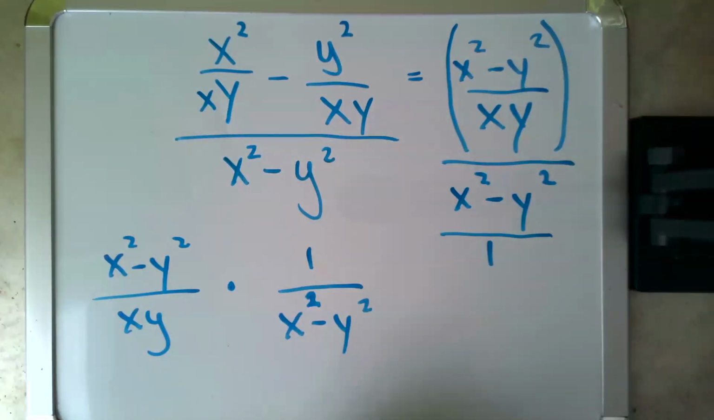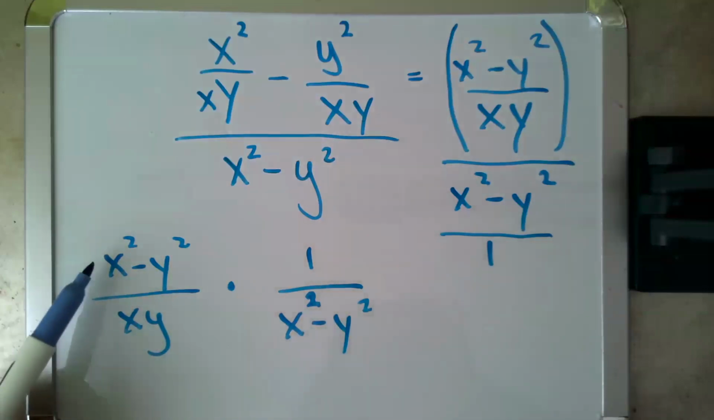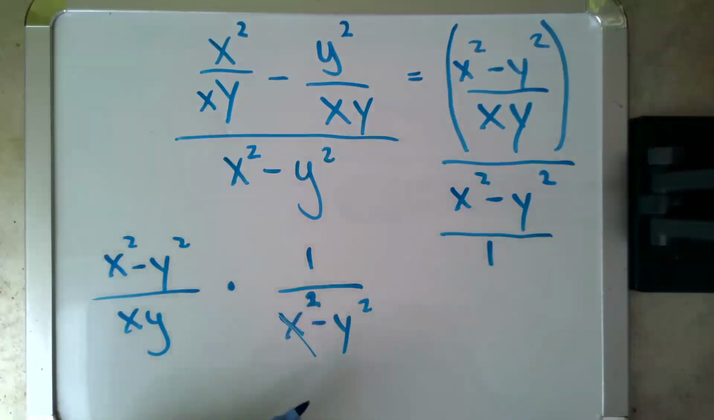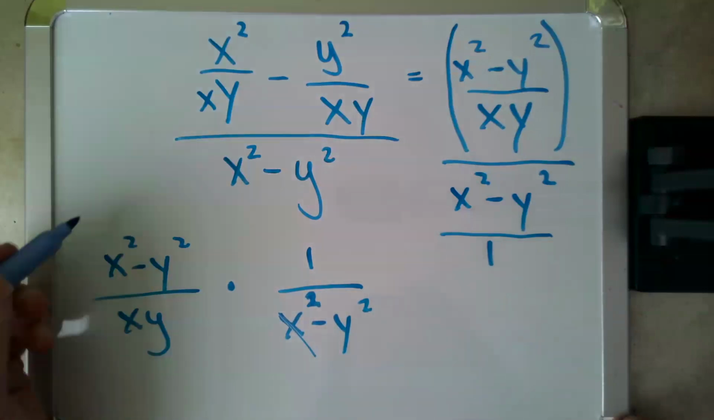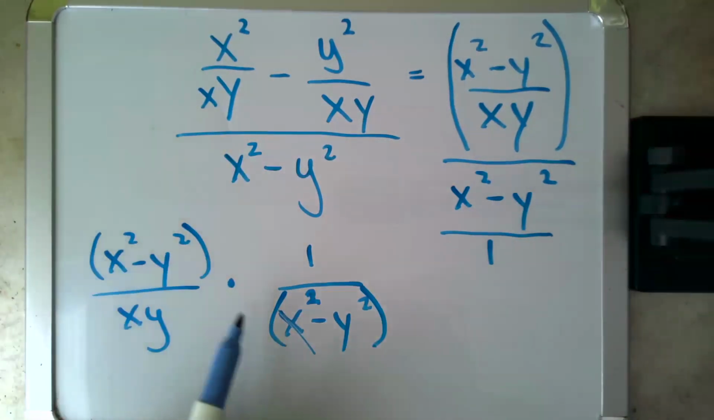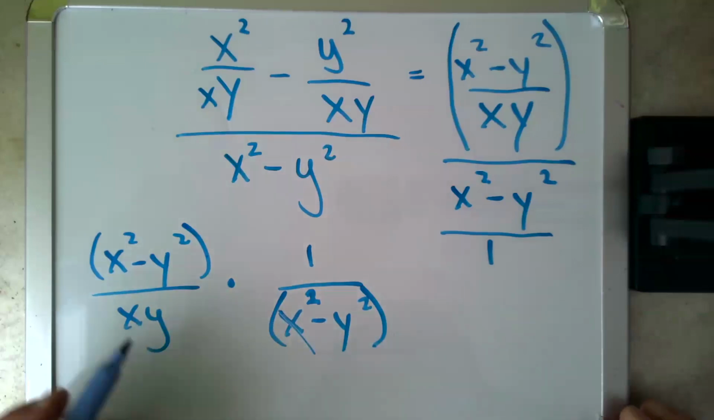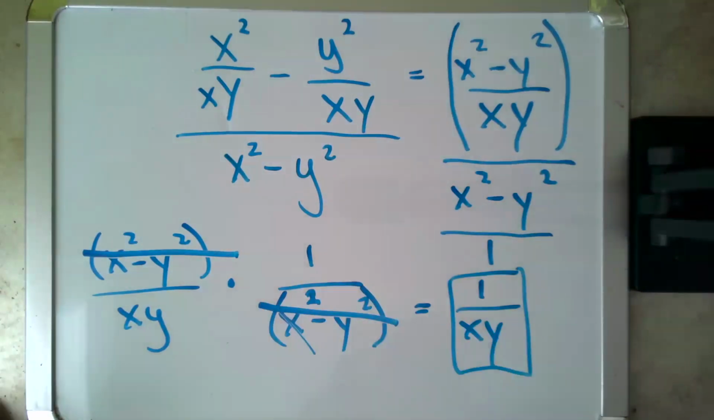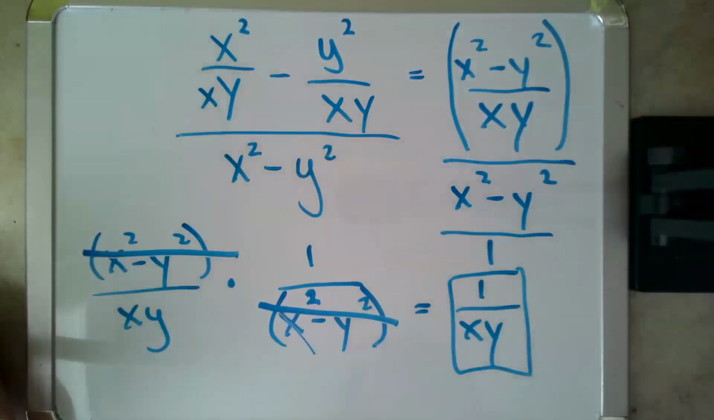Okay, so when I multiply, I can cross cancel. Now, take care. I am not canceling an x squared with an x squared. I can't do that because those are individual terms. But that is an entire term and that is an entire term. So I may cross cancel those, leaving me with 1 over xy as my beautifully simplified version of this complicated fraction.